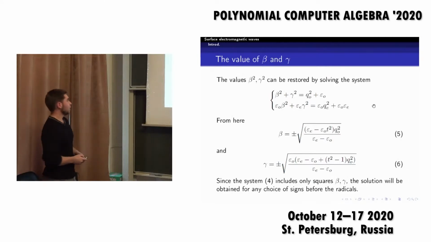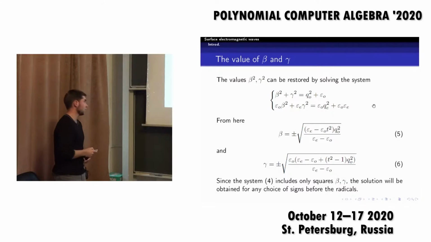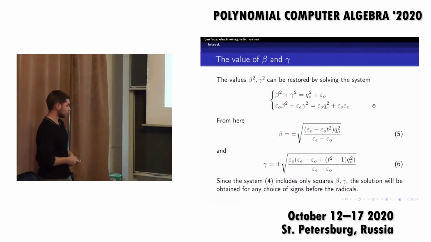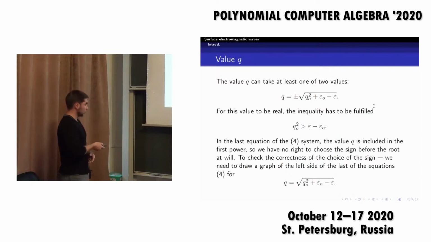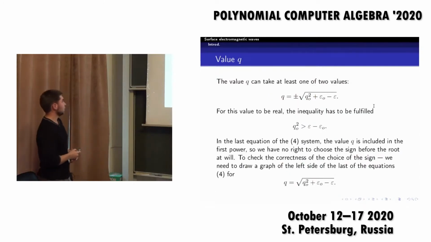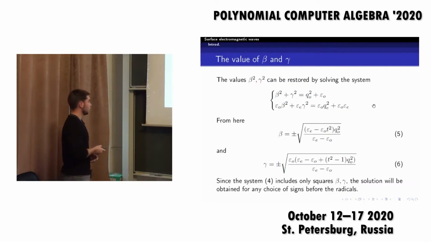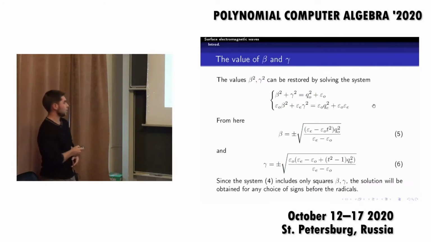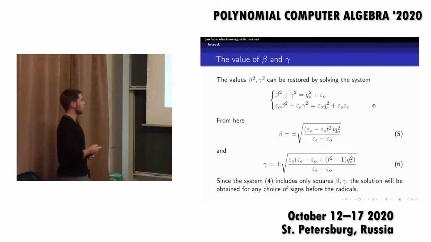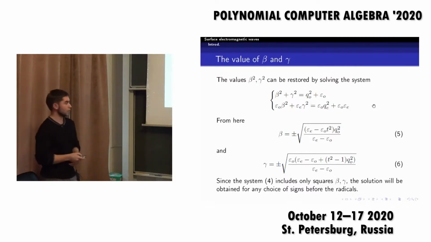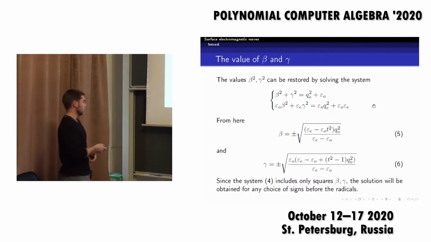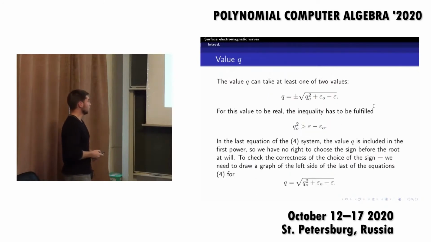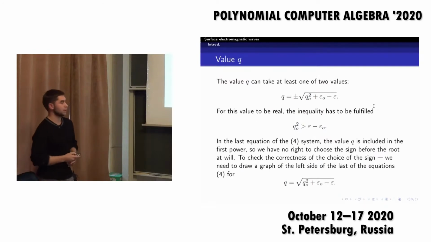Now we find the values beta and gamma by solving this system of two equations. From these equations we can find beta and gamma. Okay, cool. But for the value Q, if we solve this system, beta and gamma are quadratic, they have degree 2, or squared. And this Q does not have degree squared.